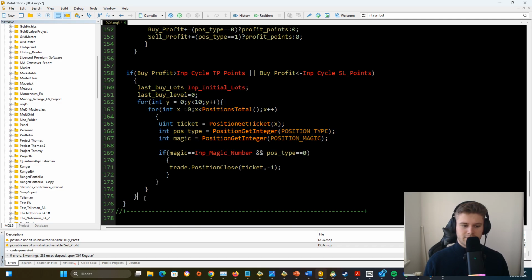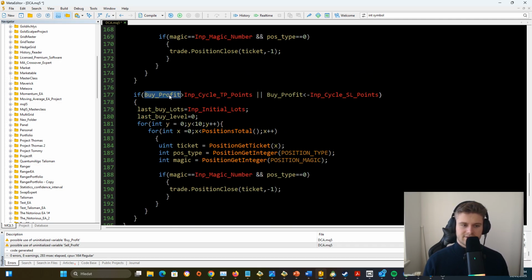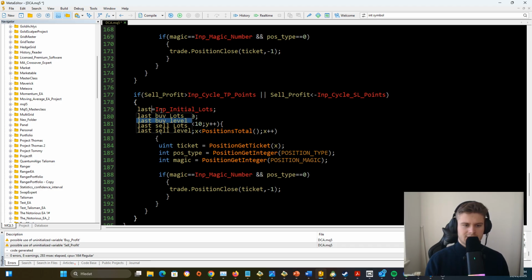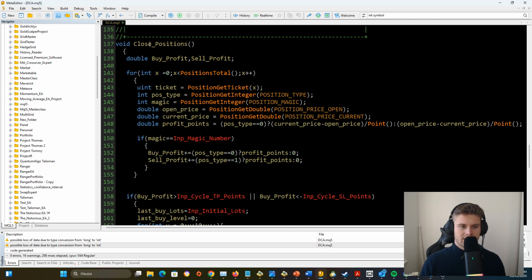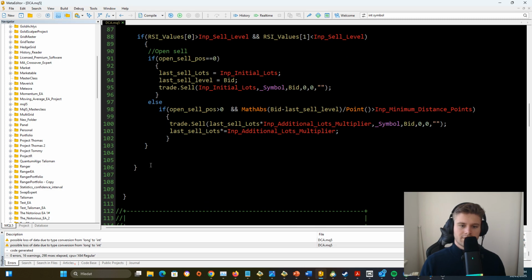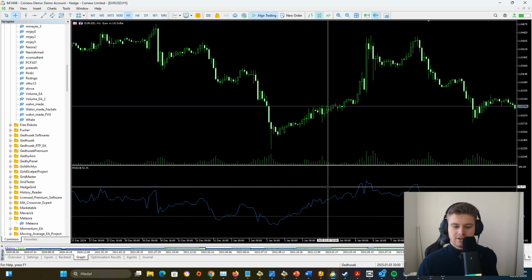And now we can do the same thing for the sell side. So if sell profit, yeah, last sell lots, here last sell level, and the only thing we have to change here is the position type, which has to be equal to 1. Perfect. And now we just have to take this close positions, and we will call this close positions function at the end of our on tick function. So yeah, let's check how this works.